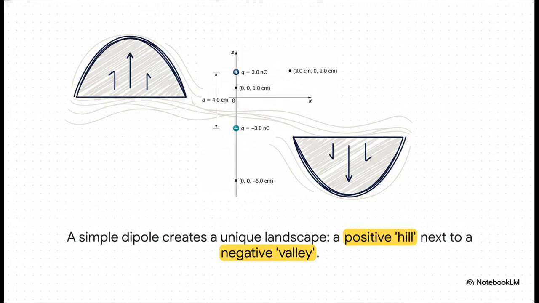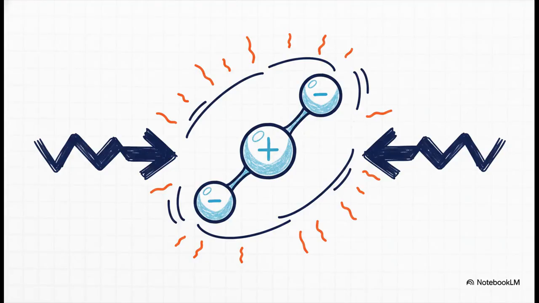This specific shape shows up everywhere and is responsible for all sorts of things in chemistry and biology. And get this, it's not some abstract idea. You use this every single day. A water molecule, because of its shape, acts like a tiny little electric dipole. It has a slightly positive side and a slightly negative side.